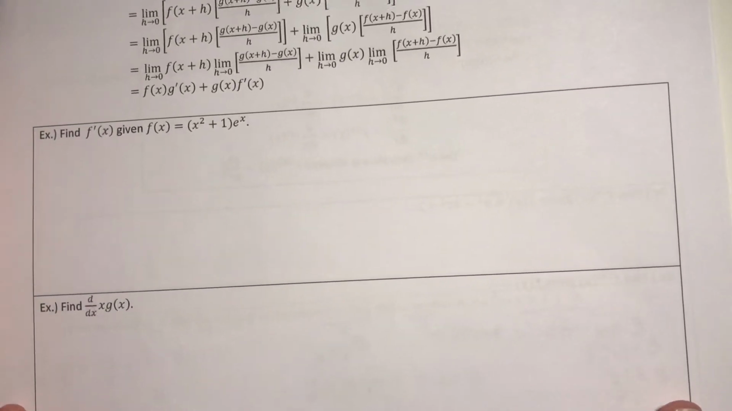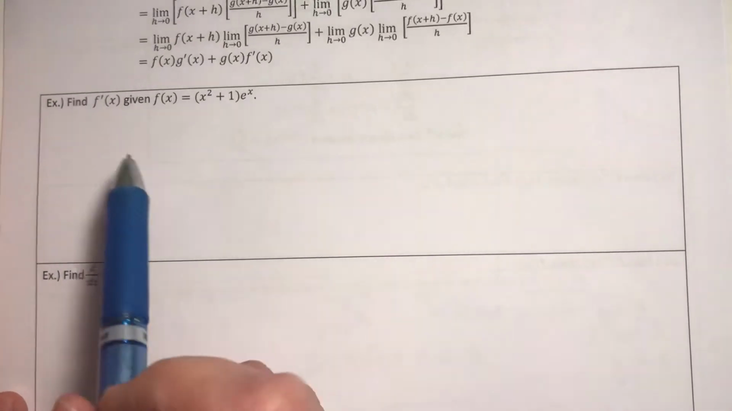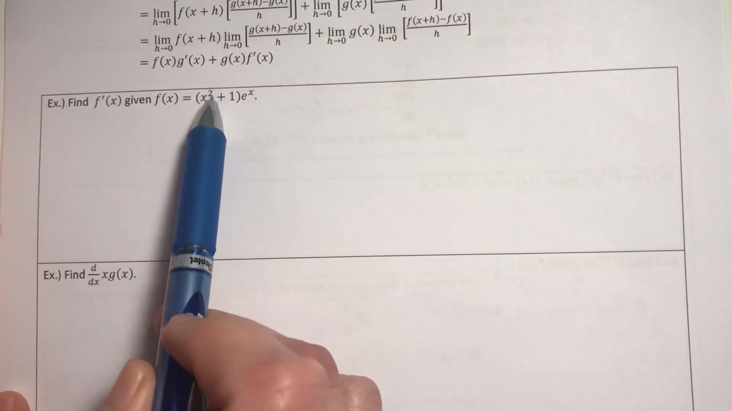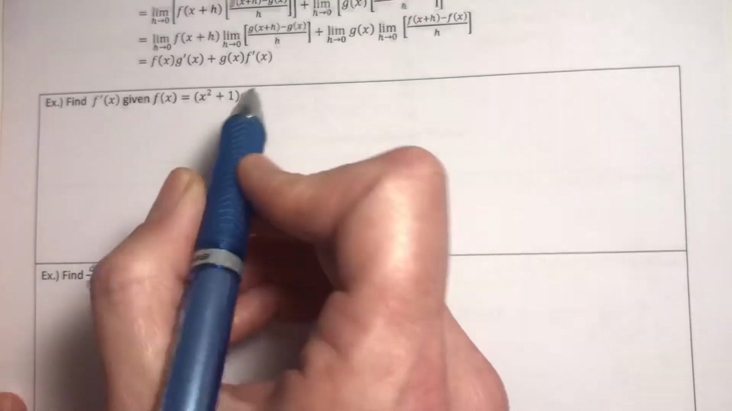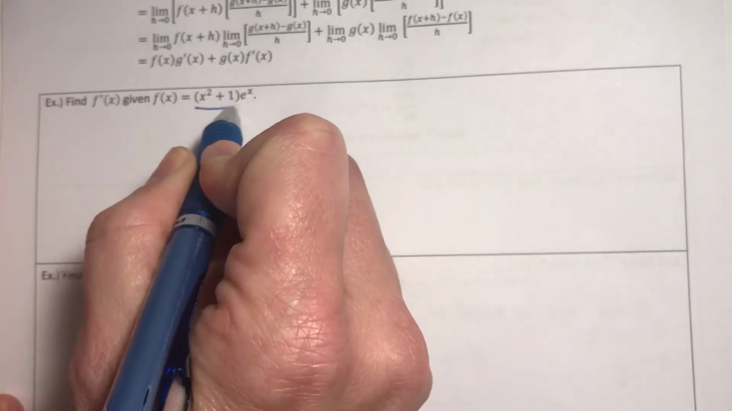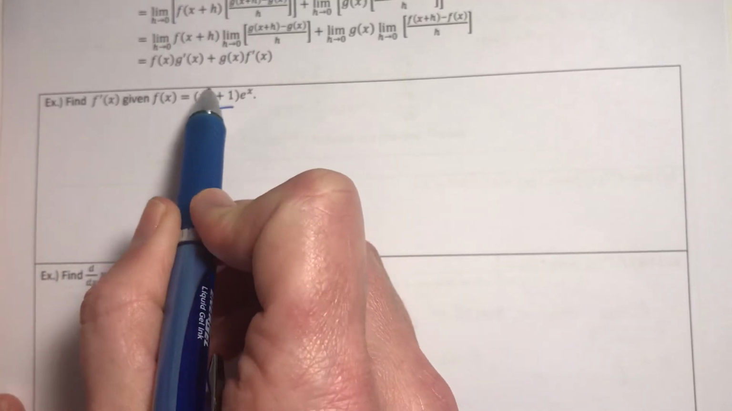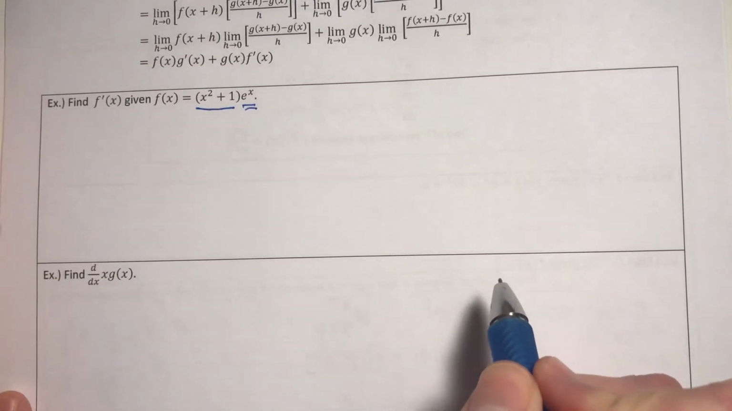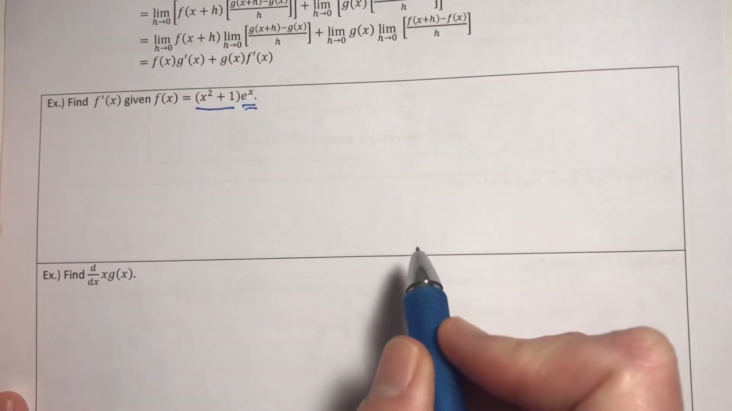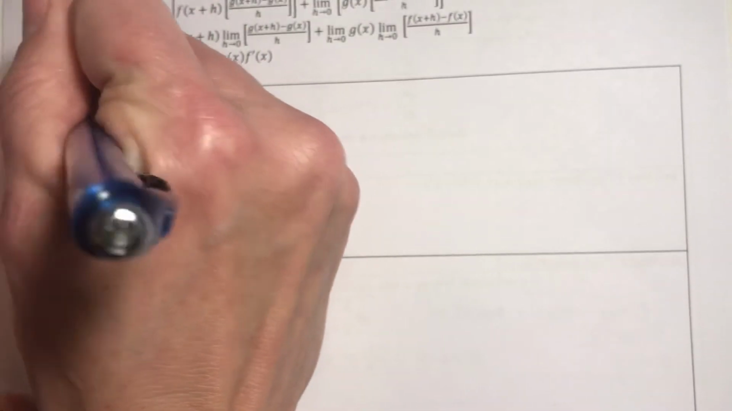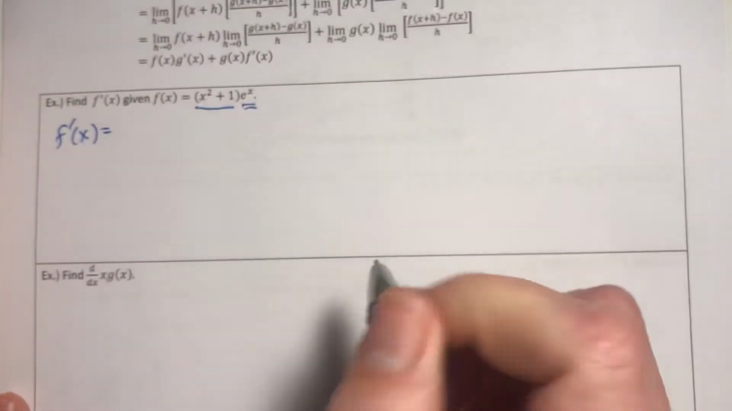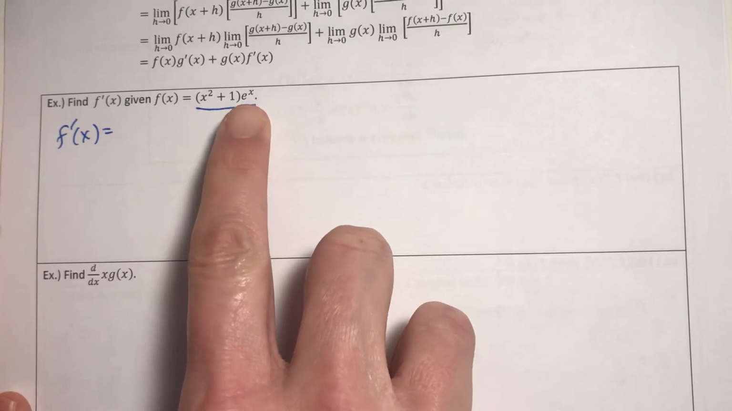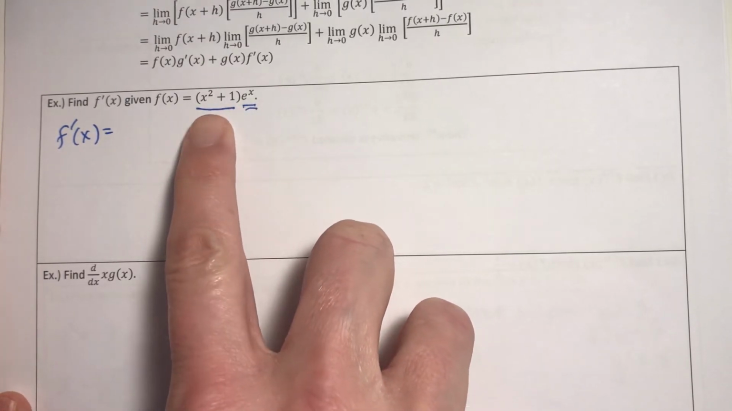The first problem that we want to look at right here is find f prime when we know f is equal to x squared plus 1 times e to the x. If you notice, there's two functions here. The first one is this polynomial, x squared plus 1, times e to the x. We're going to go ahead and take a derivative of our function. I'm going to put f prime of x is equal to, it's the first times the derivative of the second plus the second times the derivative of the first.